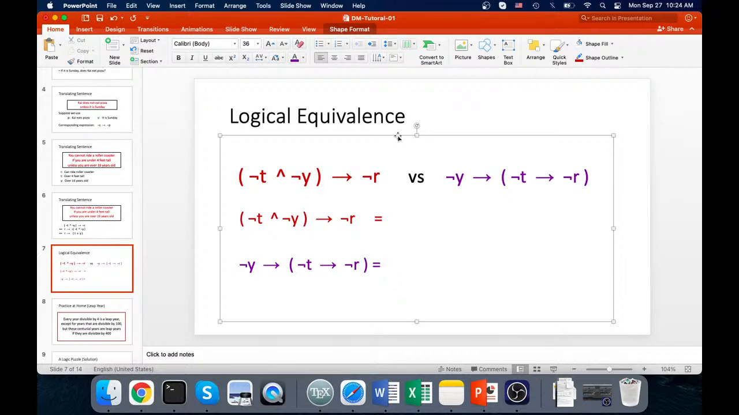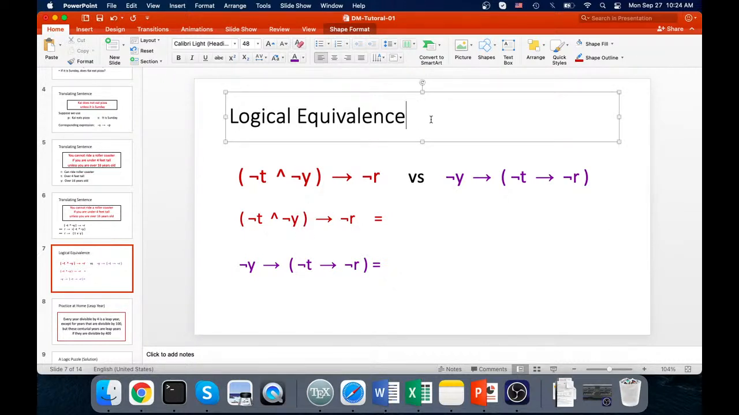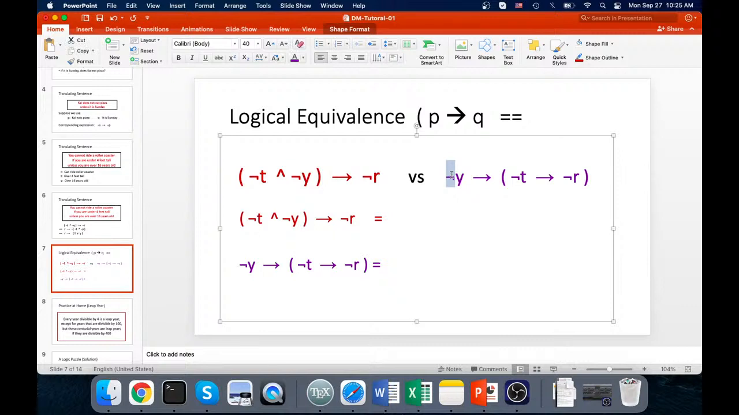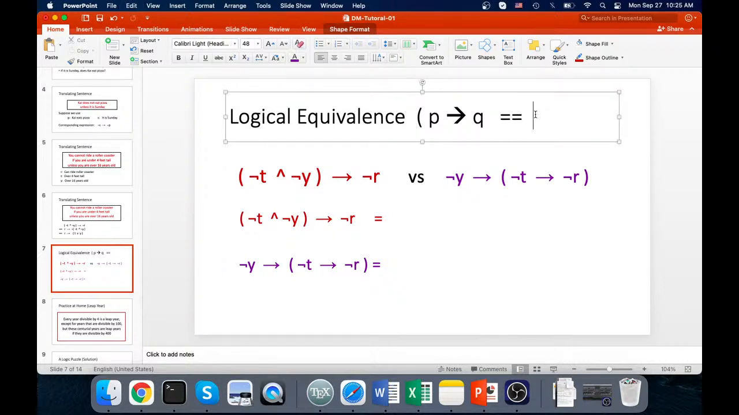Okay. So this is the case that I want to say. P implies Q is the same as, let me use the symbol here, not P or Q. Is that okay? So they are the same.